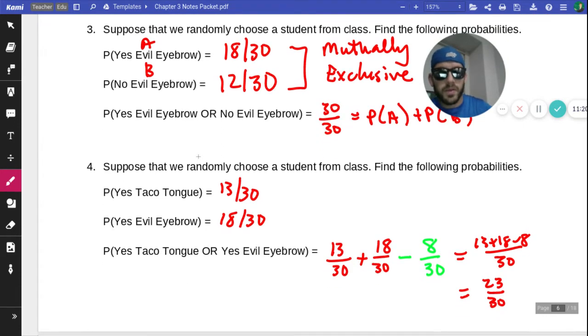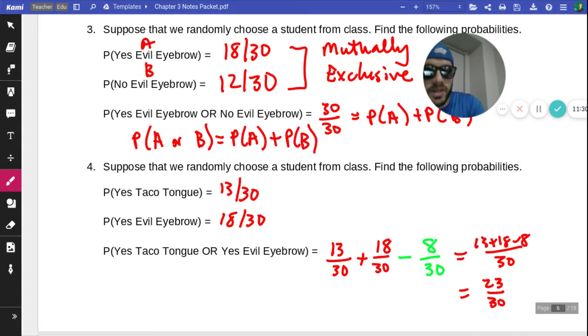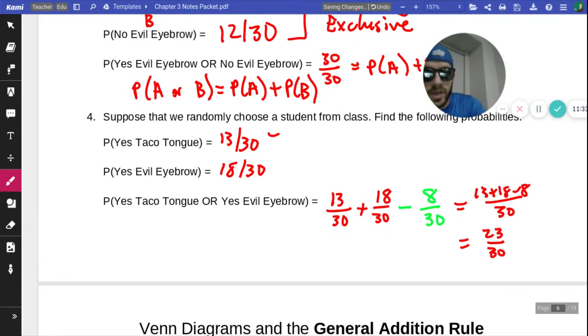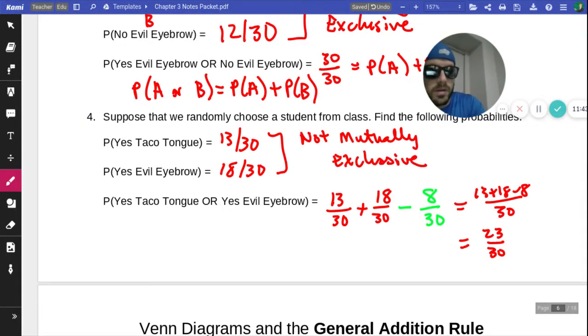So where we had in number 3, we had mutually exclusive events. We say the probability of A or B was just adding the probability of A plus the probability of B. Here we don't have mutually exclusive events, because there's that overlap. There are some people that say, yes, I can do the taco tongue and the evil eyebrow. They're not completely separate from each other. So we can't use that addition rule that we just did.